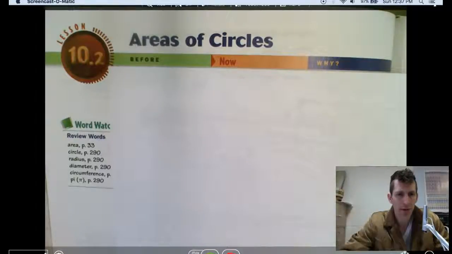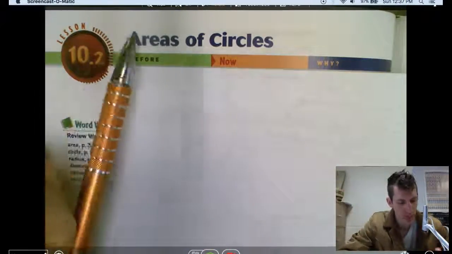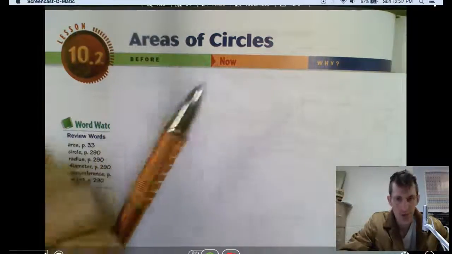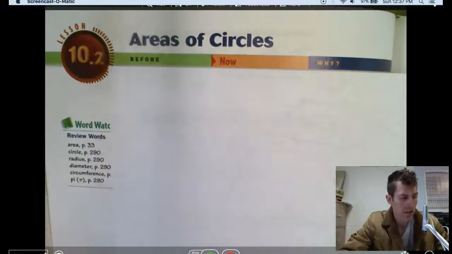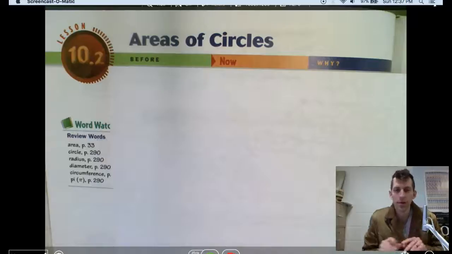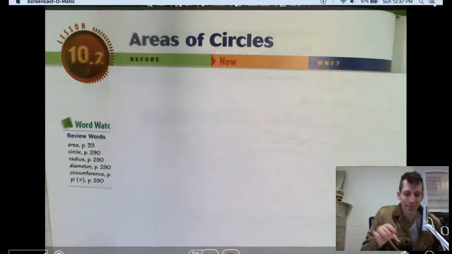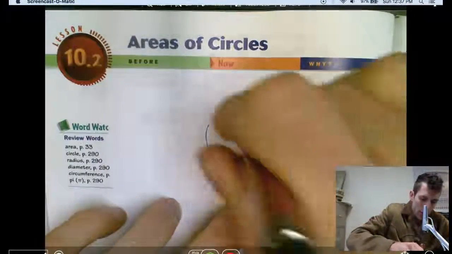And we're back with formulas for areas of different shapes. 10.2 today, you can see at the top. We're doing areas of circles. Last time we did parallelograms and trapezoids. Now we're getting into some curvy curves, circles.